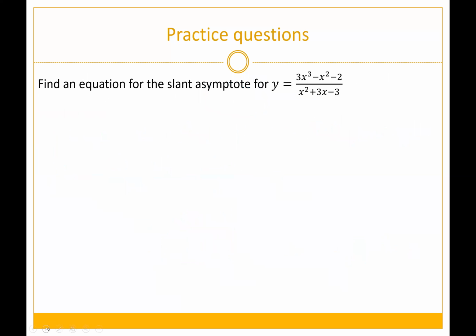And so this one is similar to what we did last week when we used long division, because here you look at the fraction. The highest power in the numerator is 3, and the highest one in the denominator is 2. So we can use long division to find what the slant asymptote is. So we have x squared plus 3x minus 3.